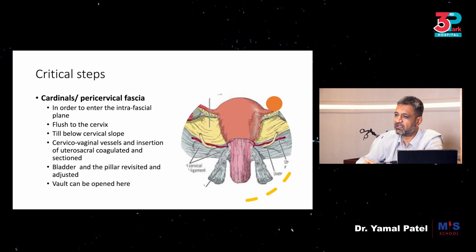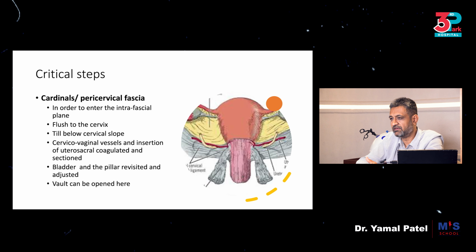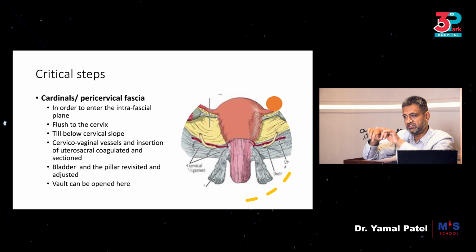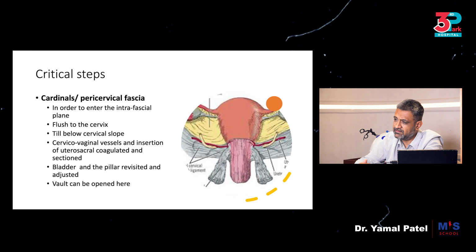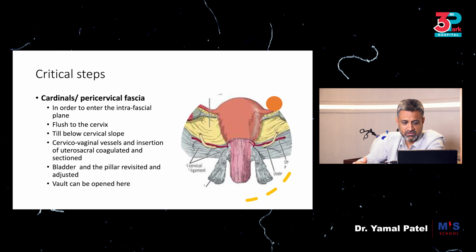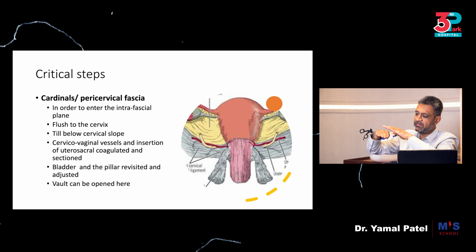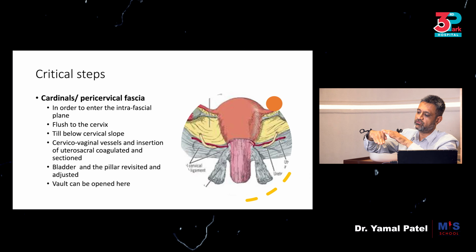Next critical step, the cardinals and the pericervical fascia. In order to enter the intrafascial plane, you'll have to go now parallel to the cervix downwards in the pericervical area. You have to go flush to the cervix, but not into the cervical tissue, and go just below the cervical slope.